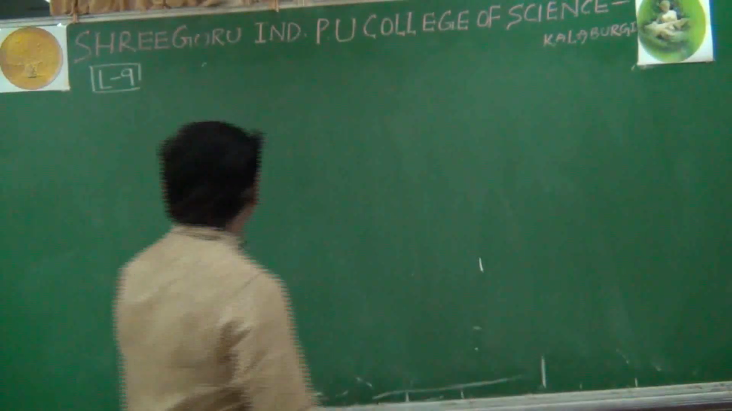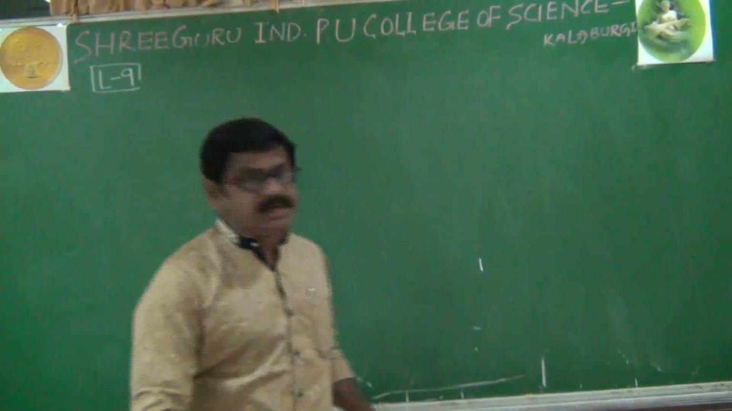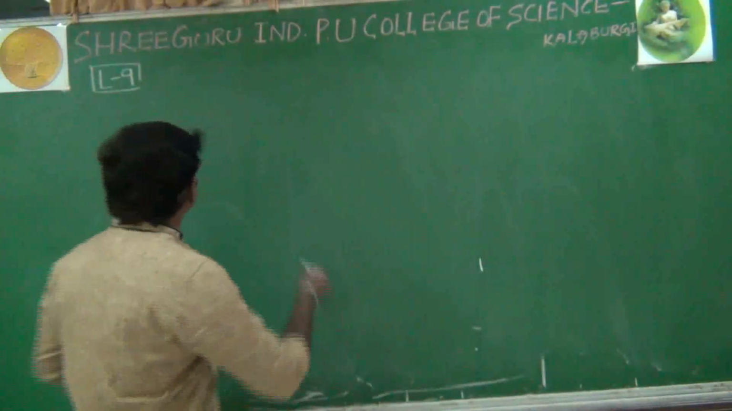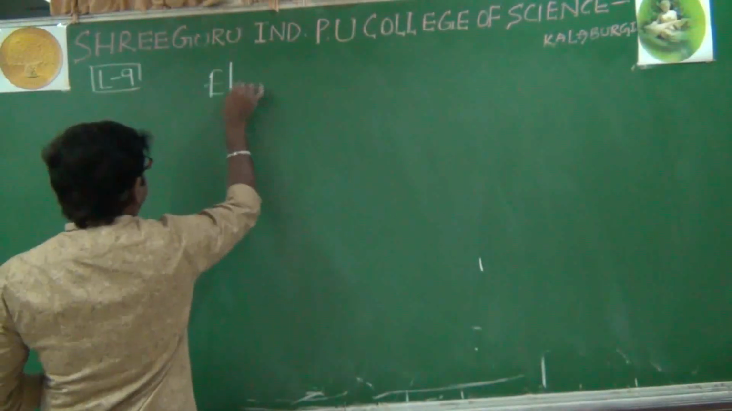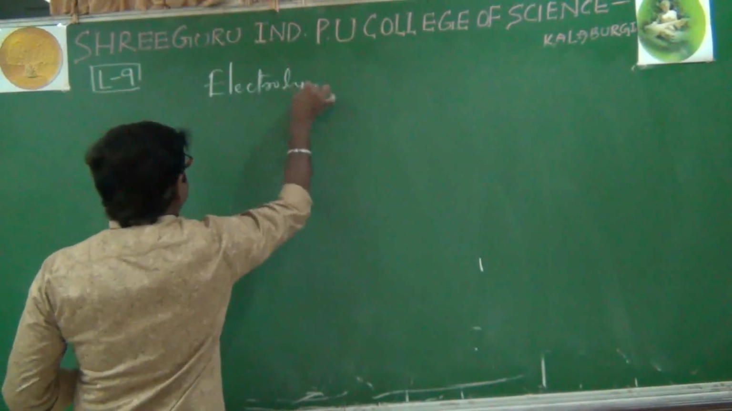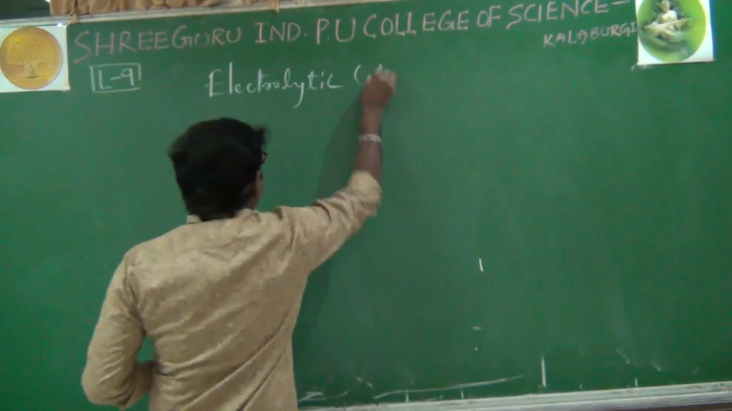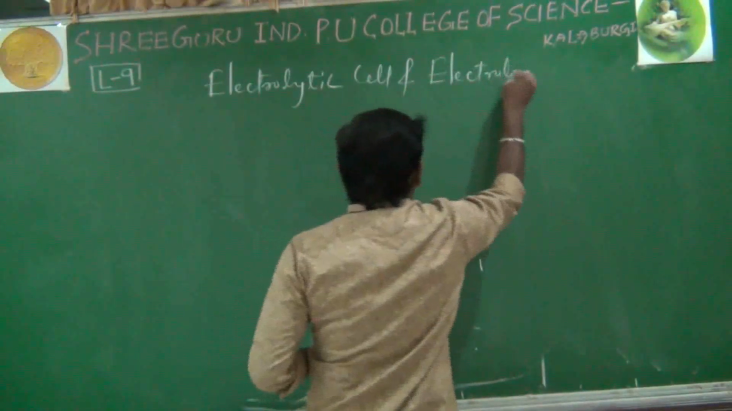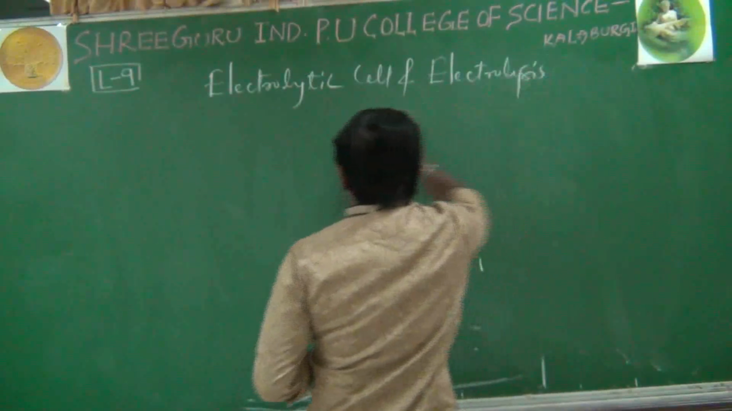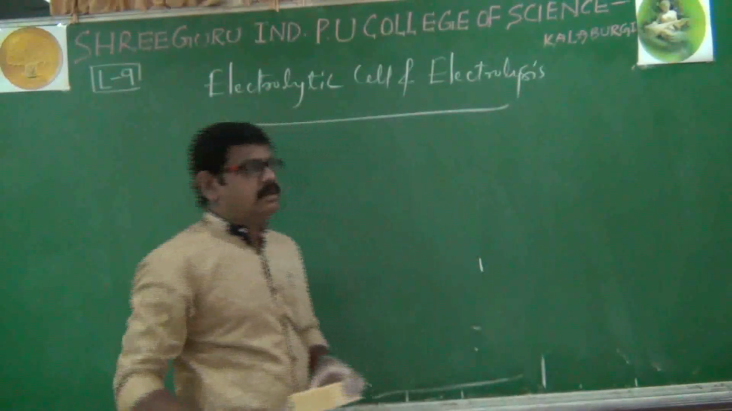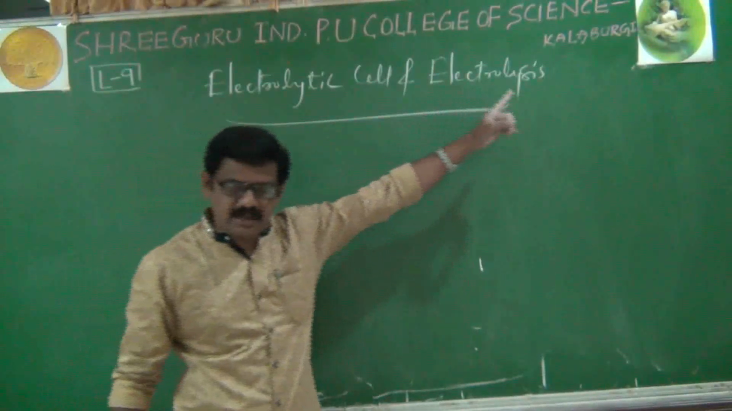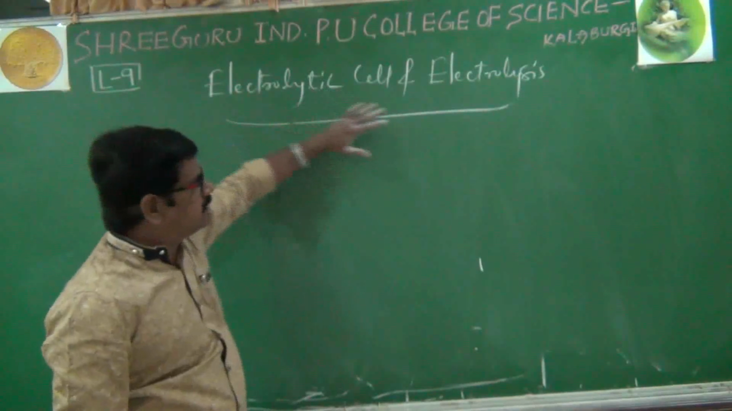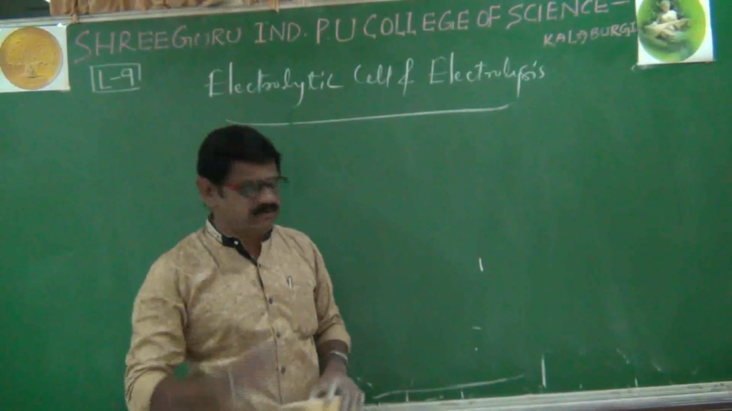Right. Next we'll enter into another type of cell, that is called the electrolytic cell and the electrolysis process. Now first we will define what an electrolytic cell is and what the electrolysis process is. Very simple.